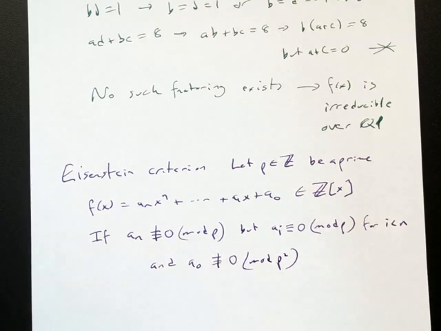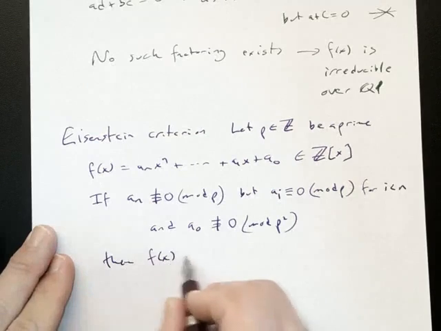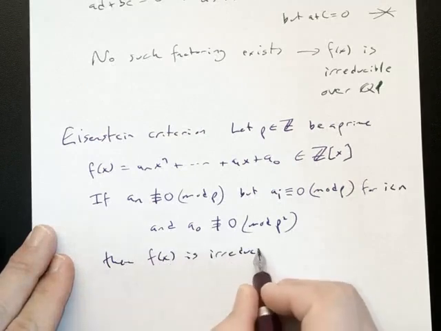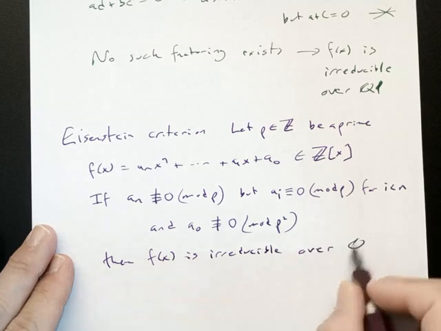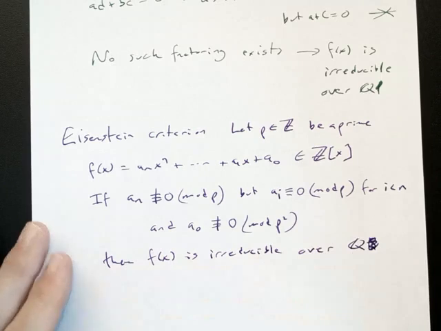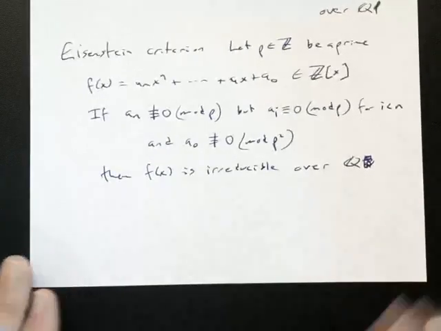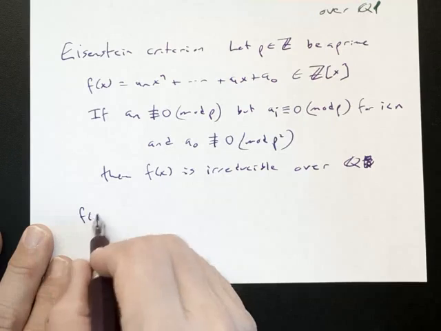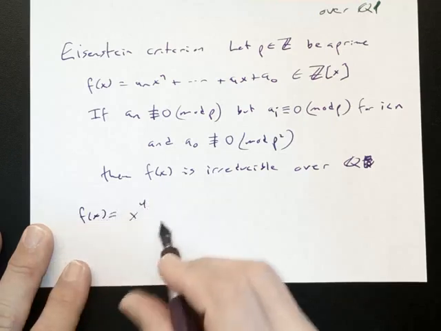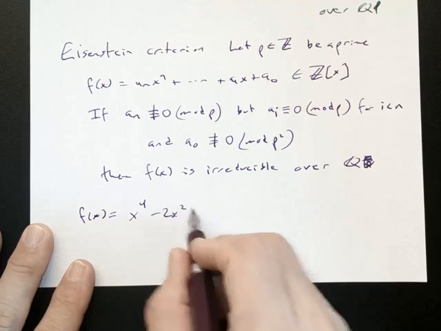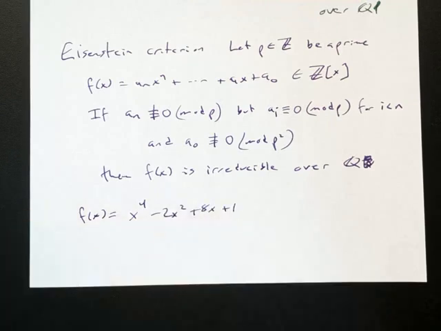I don't know how he came up with this. He said, if those 3 things are true, then f of x is irreducible over the rationals. There are no rational roots if the Eisenstein criterion is true. So let me go back and look at that particular polynomial we were just looking at.